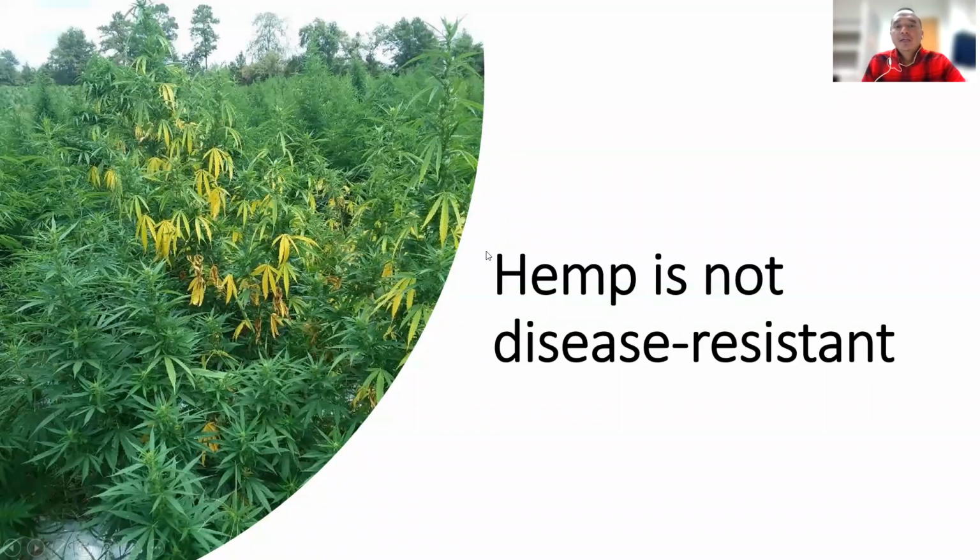So hemp can be infected by a variety of plant pathogens. The fact that plant pathogens can infect hemp from multiple angles, such as from the leaf, from the stem, from the root, makes plant diseases one of the most important challenges for hemp production.